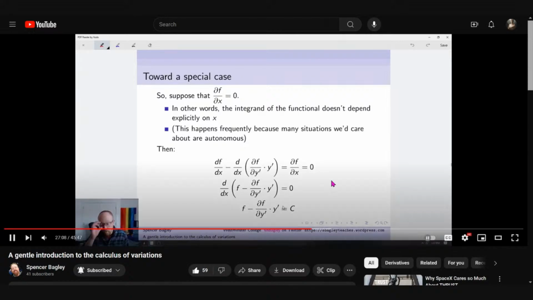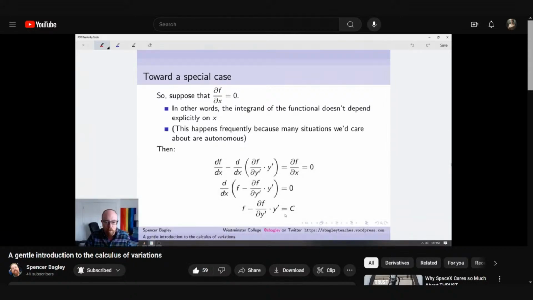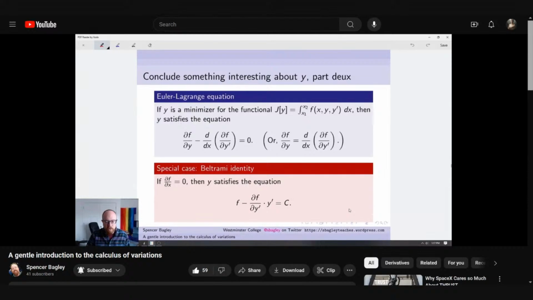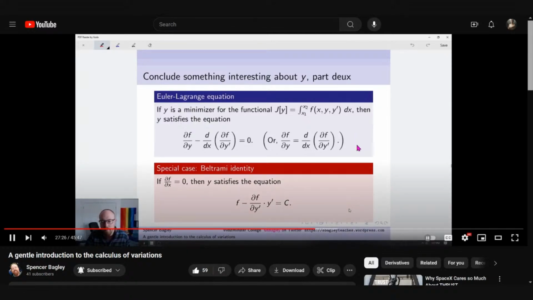And so we could conclude, integrating both sides, that f minus the partial of f with respect to y prime times y prime should equal some constant c. And this is called the Beltrami identity. So this is a special case of the Euler-Lagrange equation in the case where the integrand doesn't depend explicitly on x. Oh, so that has nothing to do with the Euler-Lagrange. That's fine. Okay, fun. I feel like we now have some tools that we can confidently apply.